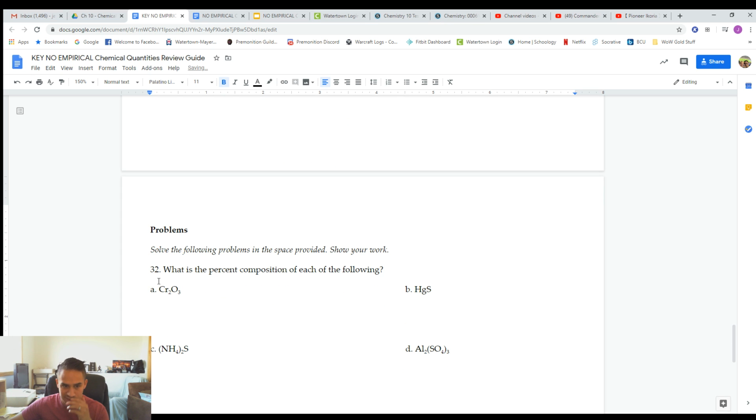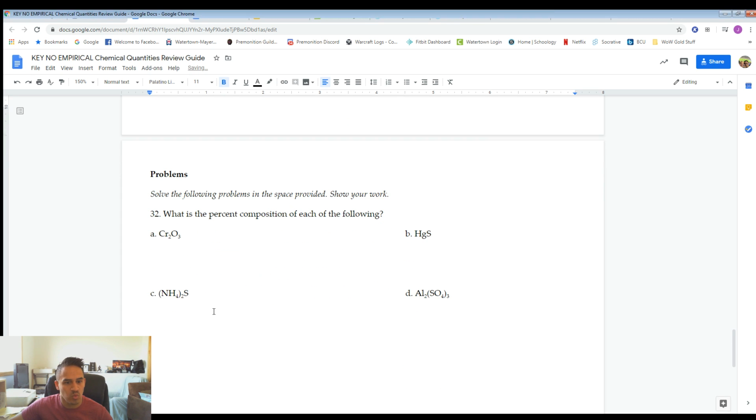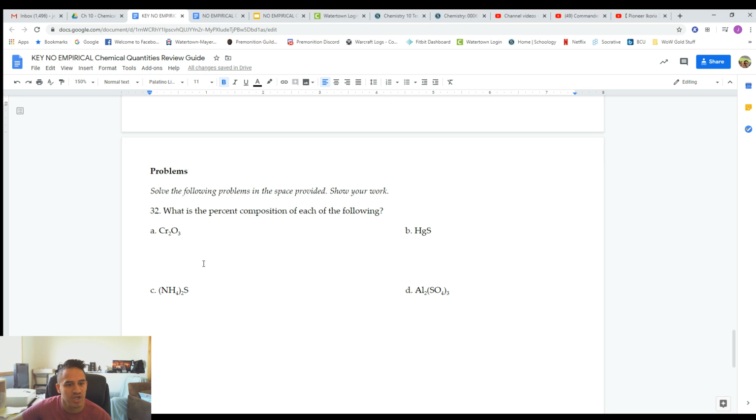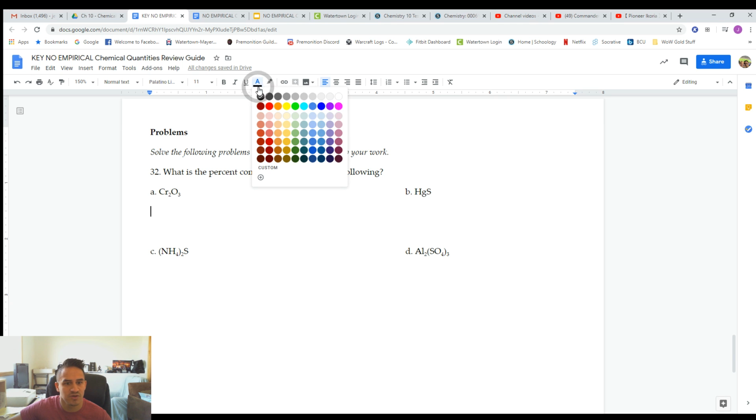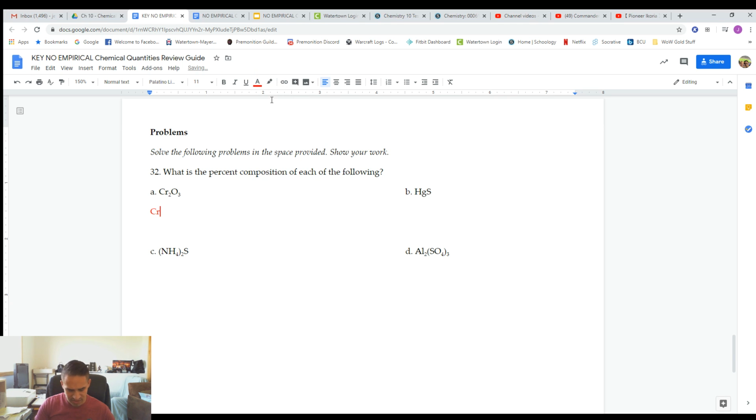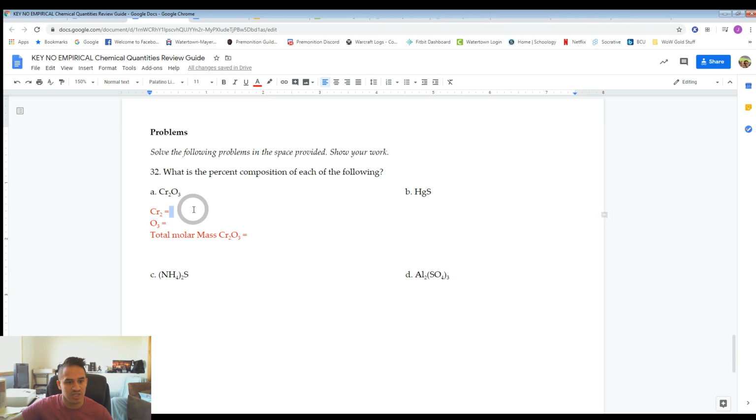All right. Moving on to the last problems here. This one is solve the following problems in the space provided. Show your work. What is the percent composition of each of the following? So we need to find the percent composition of each of these. To do that, we're going to need to know the molar mass of each one, the mass of each individual element to make up that molar mass, and then we can find our percentages. All right, so for the first one, we need to know the mass of 2 chromiums. We need to know the mass of 3 oxygens, and then we need to know the total molar mass of this compound by adding those together. All right, so let's go look on the periodic table.